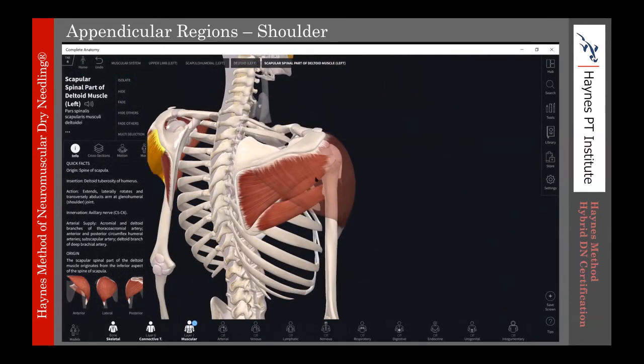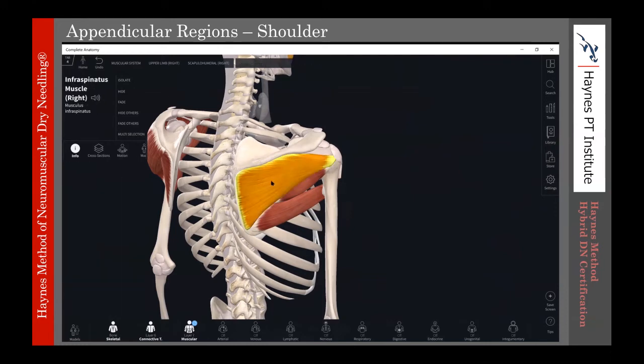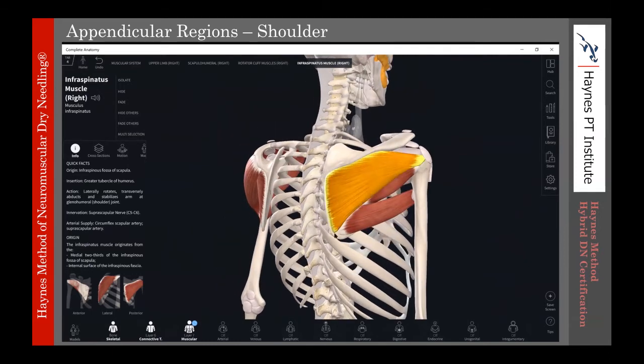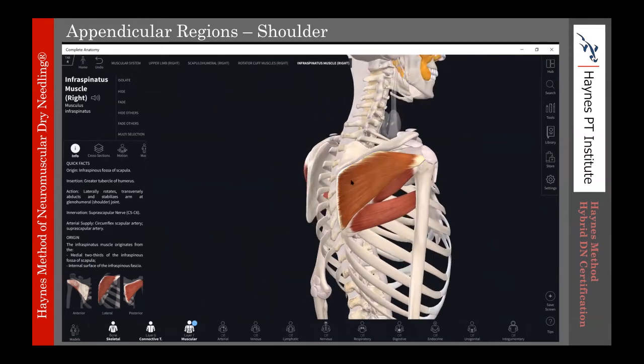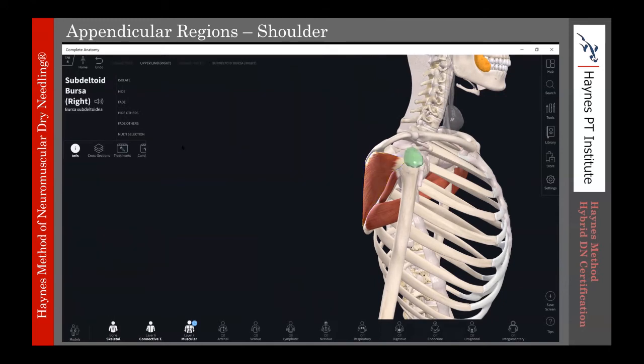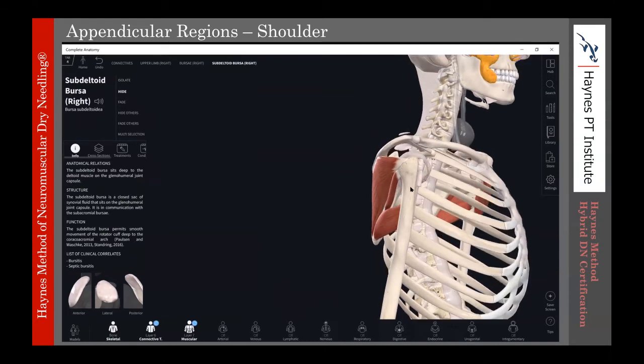Let's come to this side. I'm going to hide the deltoid here so that we can see infraspinatus, teres minor, and teres major. Infraspinatus, its origin is the infraspinous fossa of the scapula, so it takes up most all of that territory below the spine of the scapula. It inserts into the greater tubercle of the humerus. I'm gonna get rid of the bursa for a moment here.